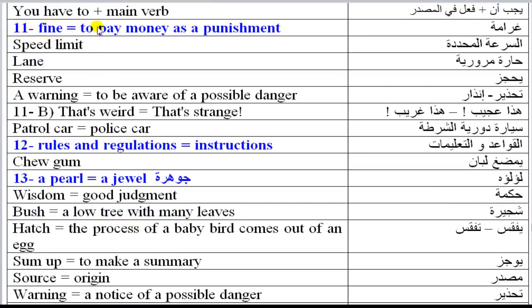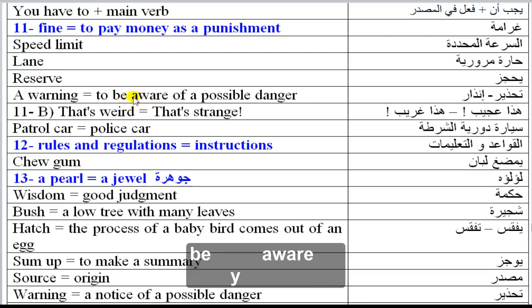Eleven, fine, to pay money as punishment. Speed limit. 12. Lane. Reserve. Warning. To be aware of possible danger. Be aware of possible danger. 11b. That's weird. That's strange.